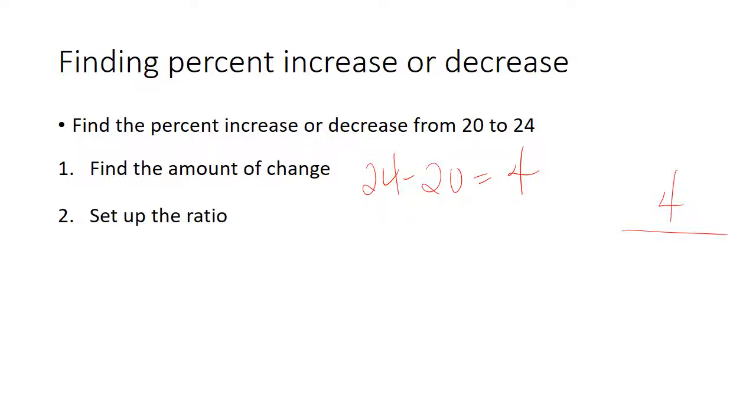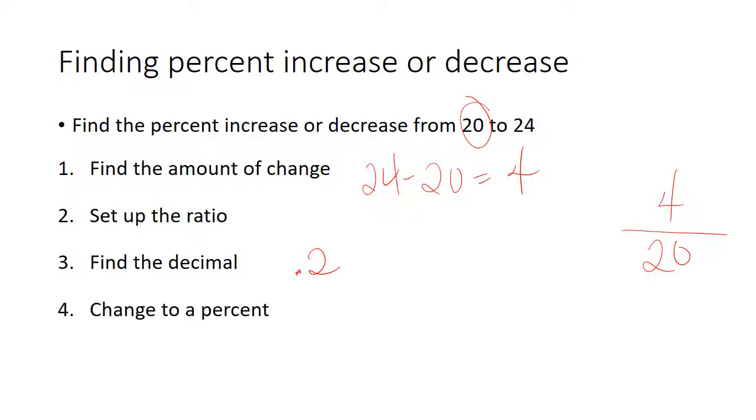So we're going to set up our ratio. Remember, it is the amount of change over the original amount. We went from 20, so that's our original amount. Then we're going to change that into a decimal. Remember, we divide the top by the bottom. So we're going to do 4 divided by 20, which is 0.2. Then I change that to a percent by moving that decimal 2 spots, which would be 20%. So this is an increase of 20%.